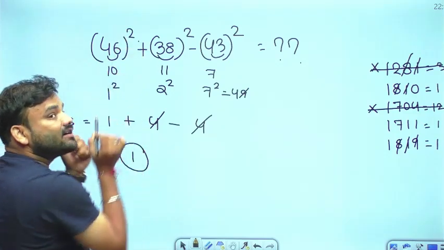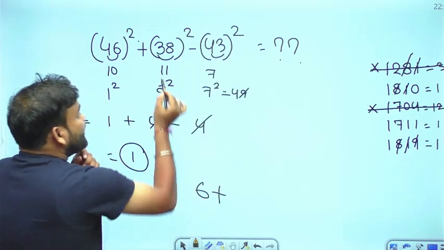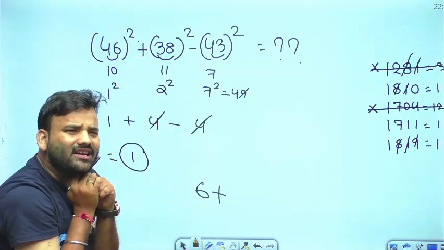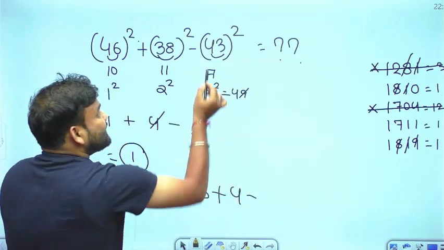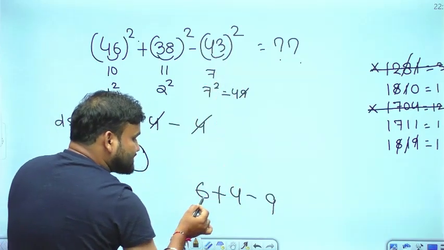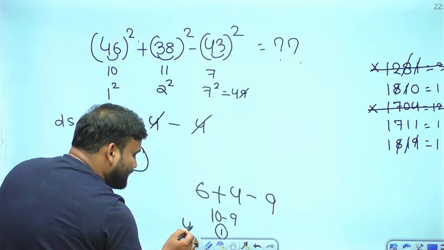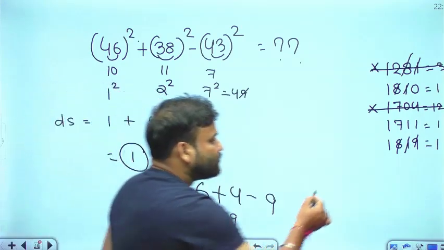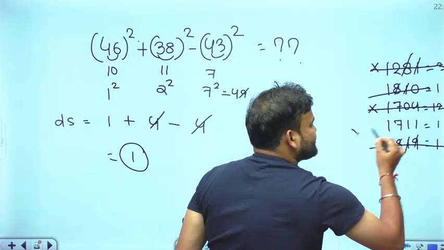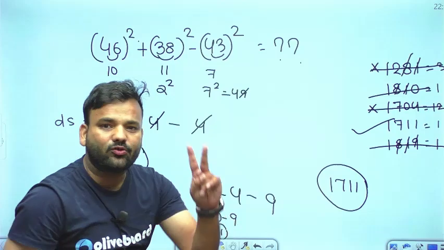6 square is 36. 36 has a unit place of 6. Plus 8 square is 64. 64 means 4. Minus 3 square is 9. So 6 plus 4 is 10. 10 minus 9 means 1. The one which has 1 as the unit place will be the answer. So this is discarded. This is discarded. This is our answer. So parallelly, I have explained 2 concepts.